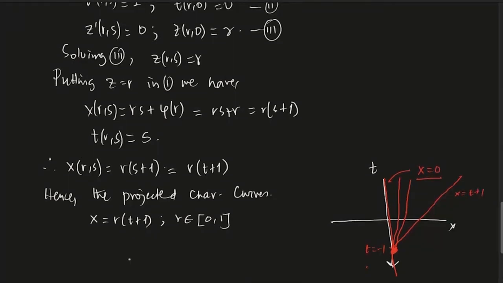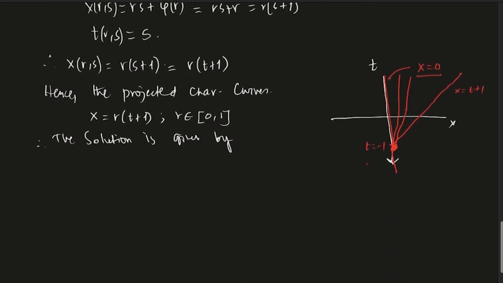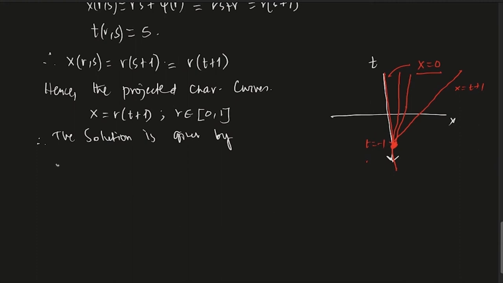So the solution is given by, see, what is the solution? Z is r, right? Z is r. So z, u of x and y, is u of x s, y s, which is z of s, which is given by r, right? And r is x by t plus 1. Okay, that's the solution.